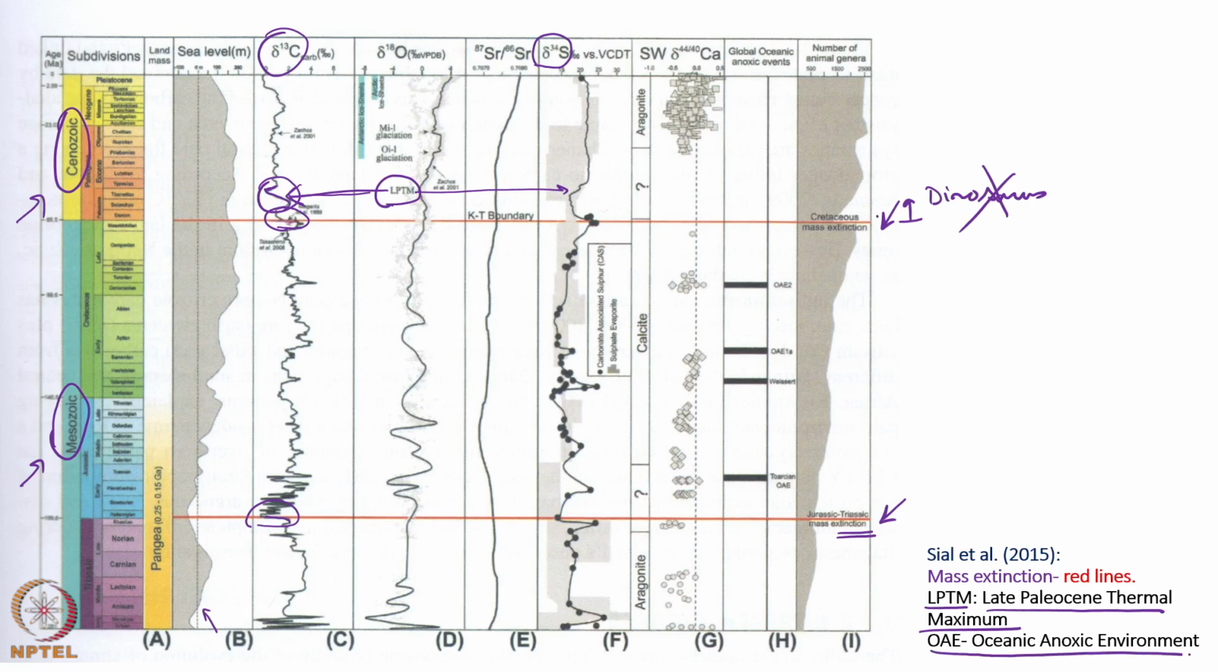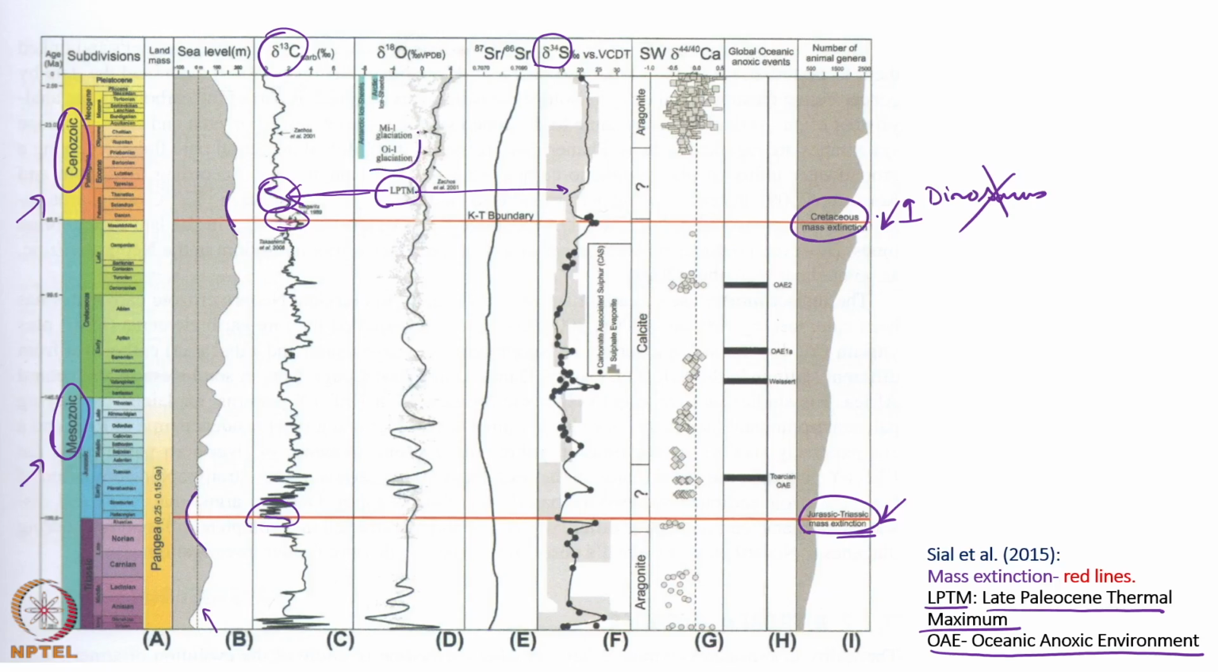OAE is the oceanic anoxic event. Here is one of the OAE, the second one and the third one, and three of them happened within the Mesozoic time. We observe that the extinctions are almost superposed with a fall in the sea level. Why so? Is there any link that can be thought about?